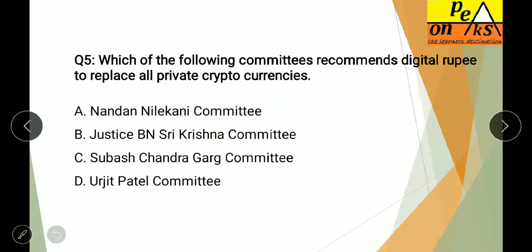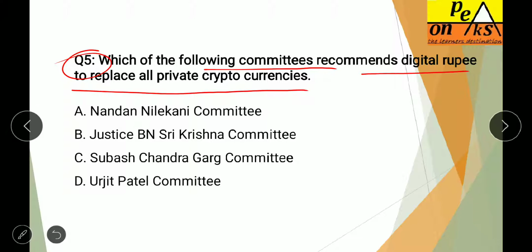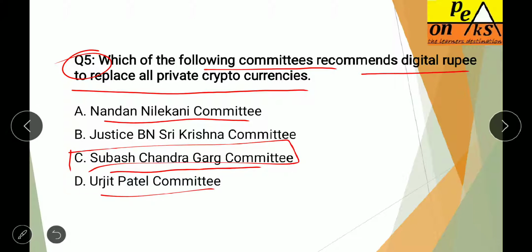Question number 5: which of the following committees recommends the digital rupee to replace all private cryptocurrencies? Option A, Nandan Nilekani Committee; option B, Justice B.N. Krishna Committee; option C, Subhash Chandra Garg Committee; option D, Urjit Patel Committee. Option C is the right answer, which recommended recently to create a digital rupee to replace private cryptocurrencies.